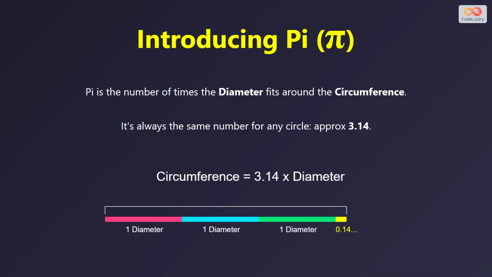Now, let's meet the magic number that makes circles special: pi. Pi represents how many times the diameter fits around the circumference. No matter how big or small the circle is, the diameter always wraps around it a little more than 3 times. The exact number is approximately 3.14.